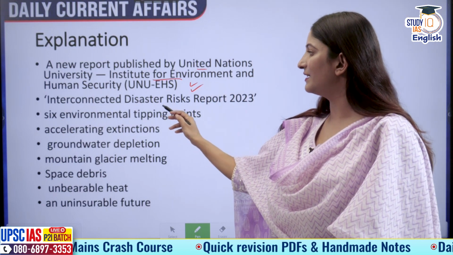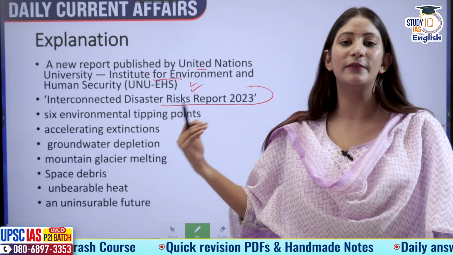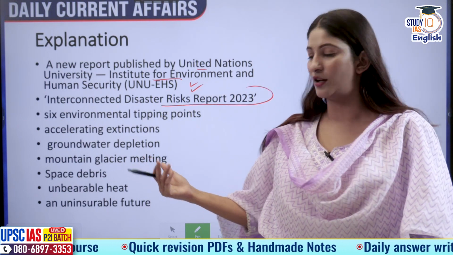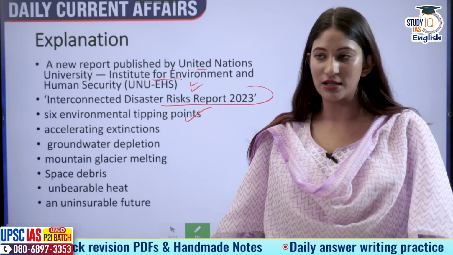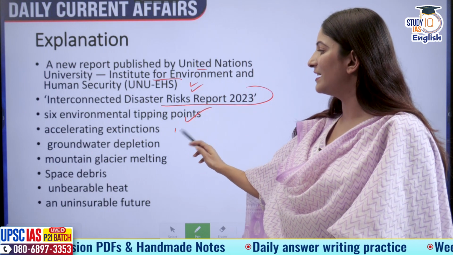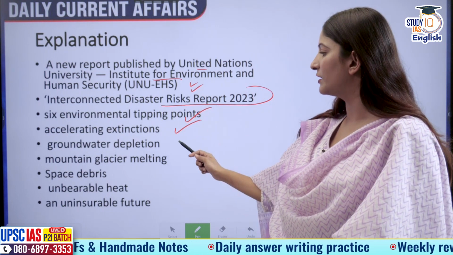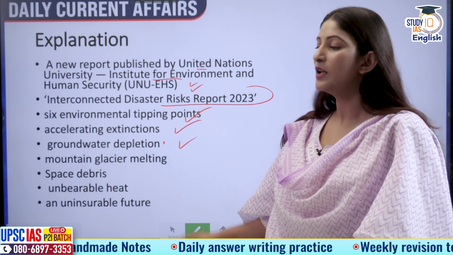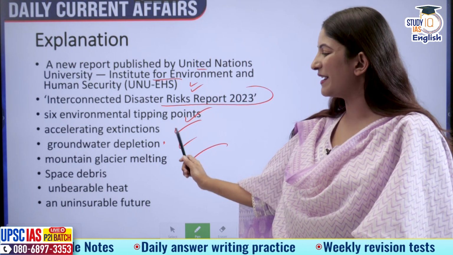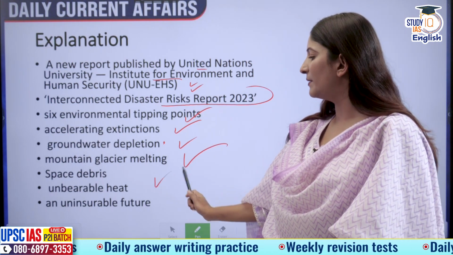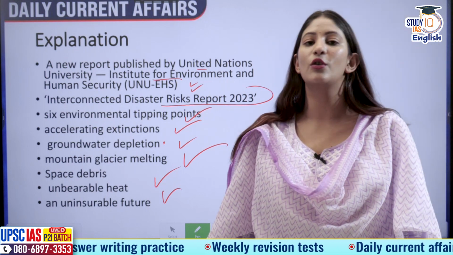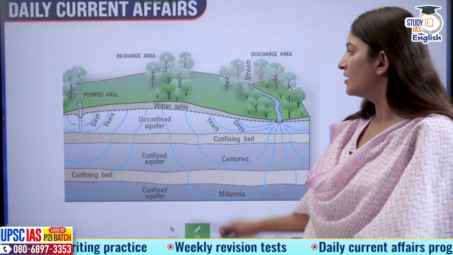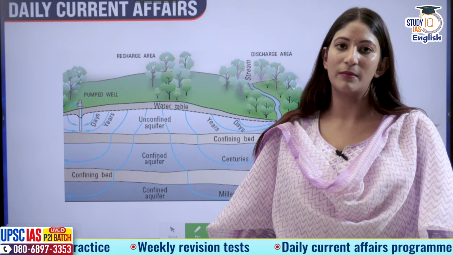This is the Interconnected Disaster Risk Report, how different disasters are interconnected in nature. There are 6 environmental tipping points it talks about. First is accelerating extinction, then groundwater depletion, we are talking about this today. Mountain glacier melting, space debris, unbearable heat, and an uninsurable future. That means we do not have any insurance for the future.